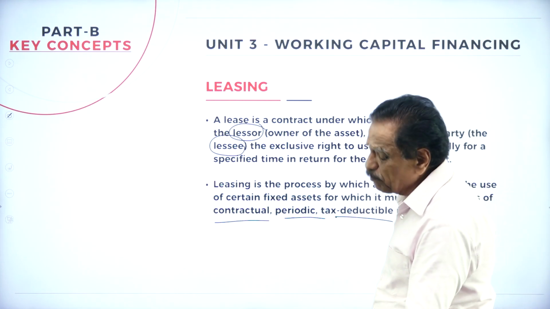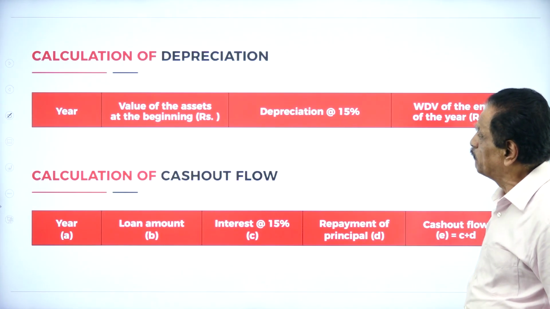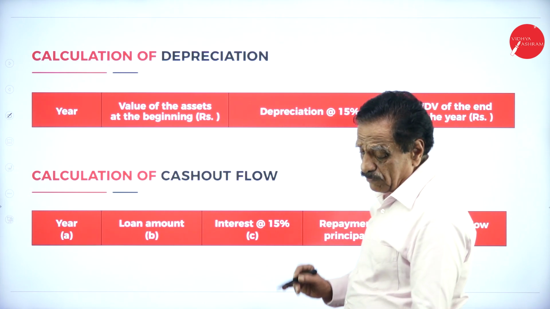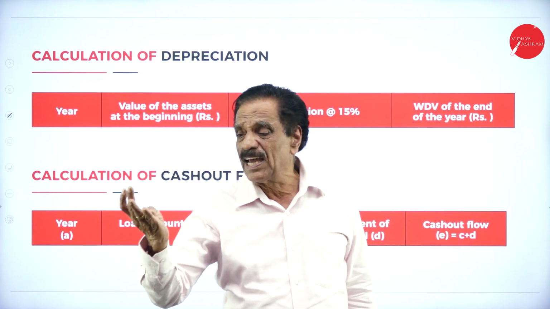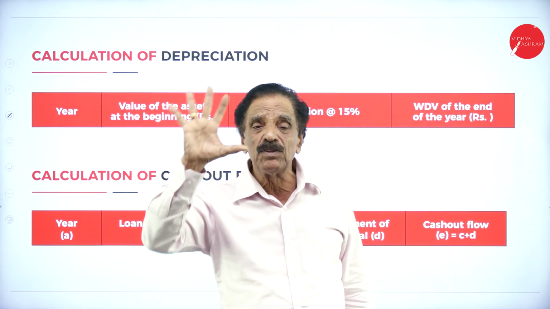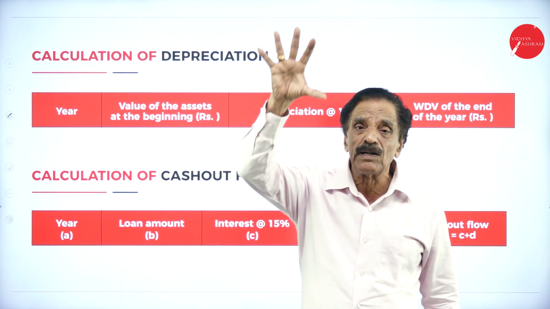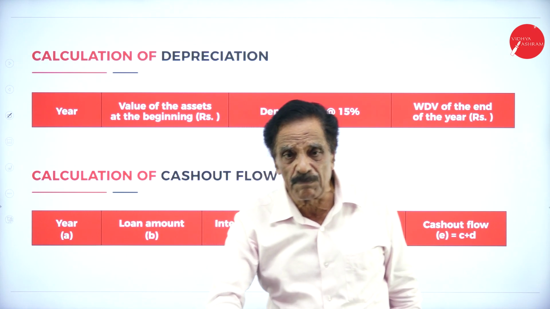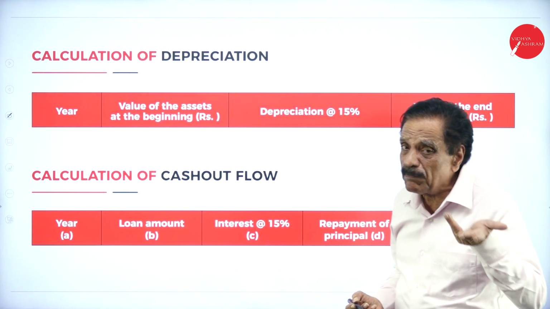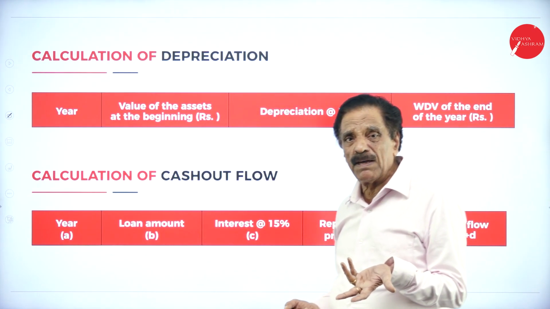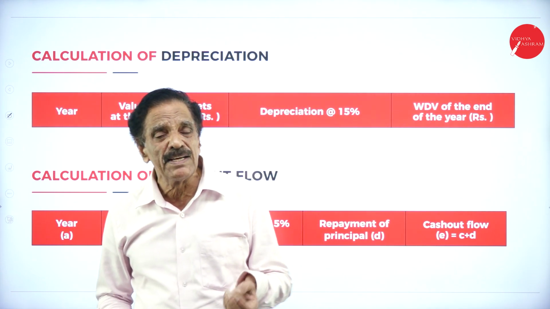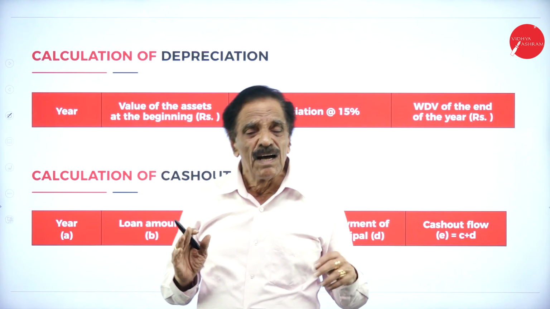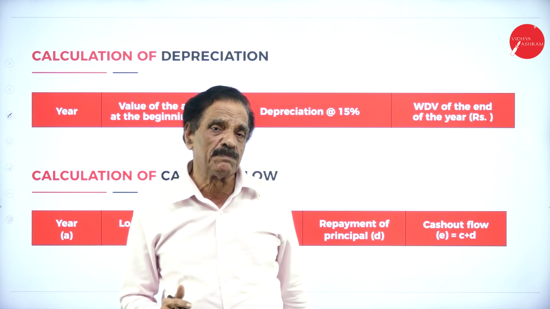Then how to work out the problem? When you say the word LEASE, L-E-A-S-E, 5 letters are there, so 5 points to be remembered here. First, you have to calculate the depreciation. It may be straight line method, or it may be diminishing balance method.